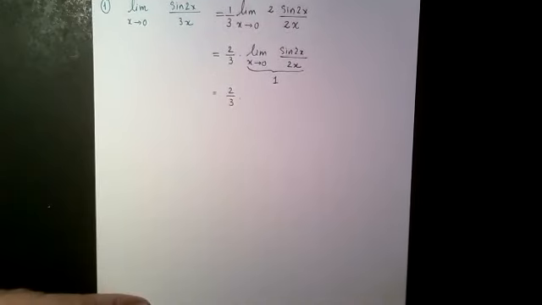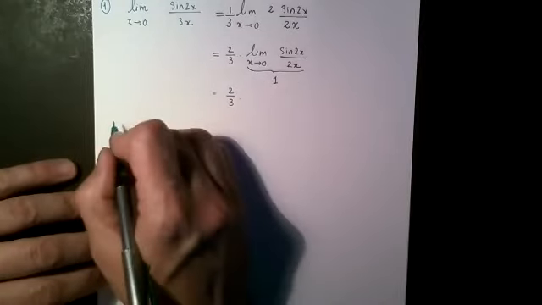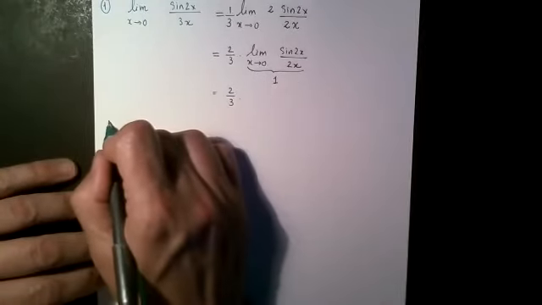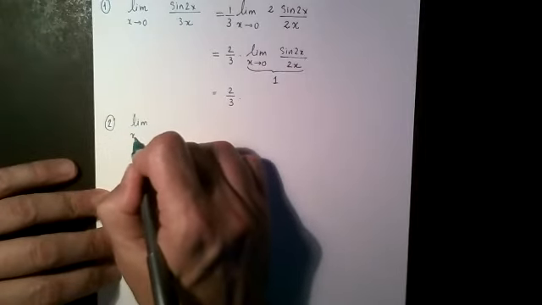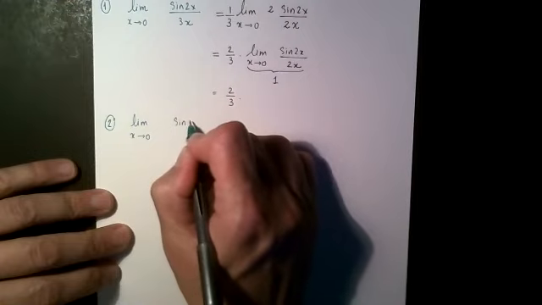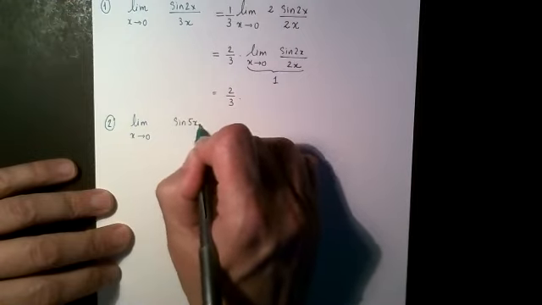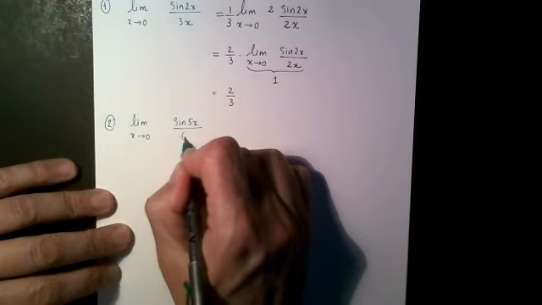Okay, let's do a few more. We need quite a few more, because you're going to see some of them get more complicated. So try one now. I'll give you the same level of difficulty. The limit as x approaches 0 of, let's say, sine 5x over 6x.